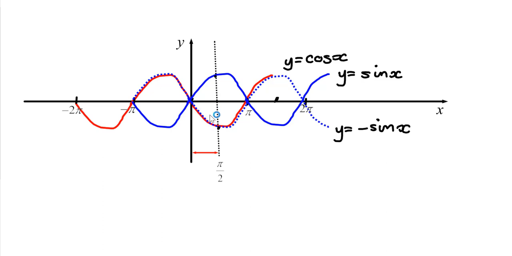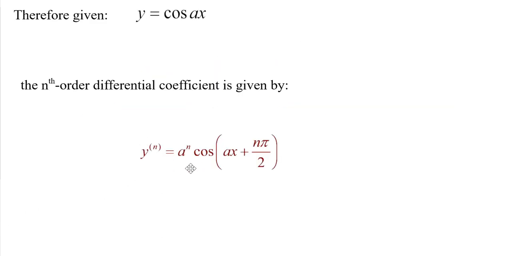So if we do the same kind of discussion we've just had about sine ax, you will notice that the nth order differential coefficient will be given by y, the nth order differential coefficient is equal to a to the power n cosine ax plus n pi over 2, which is exactly the same kind of pattern we saw with the sine. So here I don't think there's any need for a lot of discussion. I think you should be comfortable with this from the experience we had with the sine function.